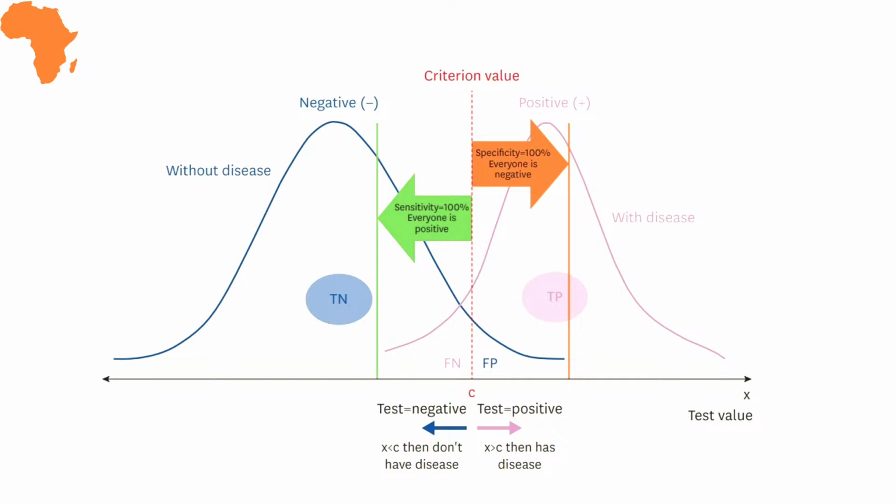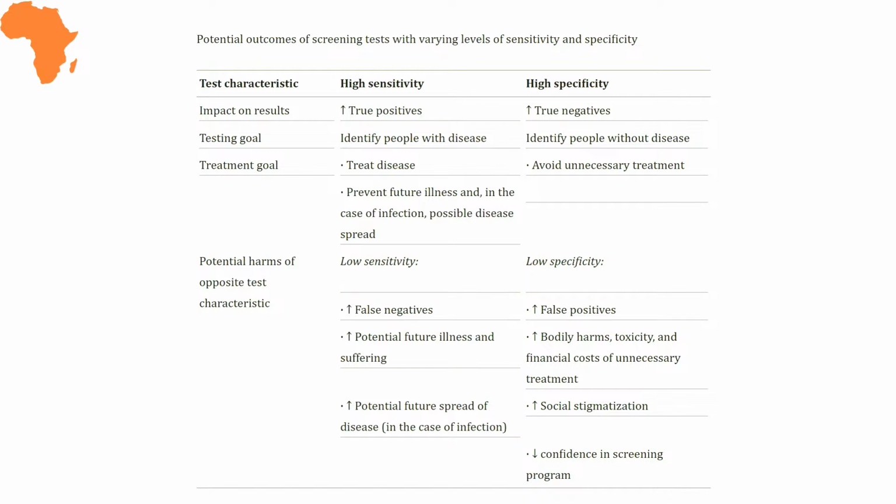If X, the test value, is less than C, which is the criterion, then the individual doesn't have the disease, right? So assume a cutoff where we say greater than 10, less than 10. If this is 10 and X is less than C, then they don't have a disease. Greater than C, then they have a disease. So try and think about it. I'll come back to this later to discuss something else. I just wanted to introduce that at that point.